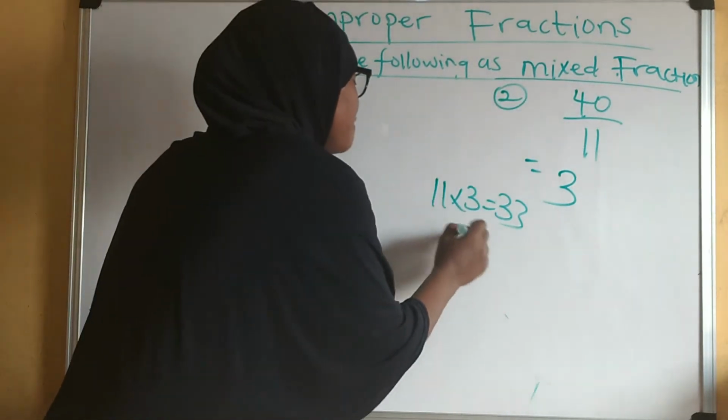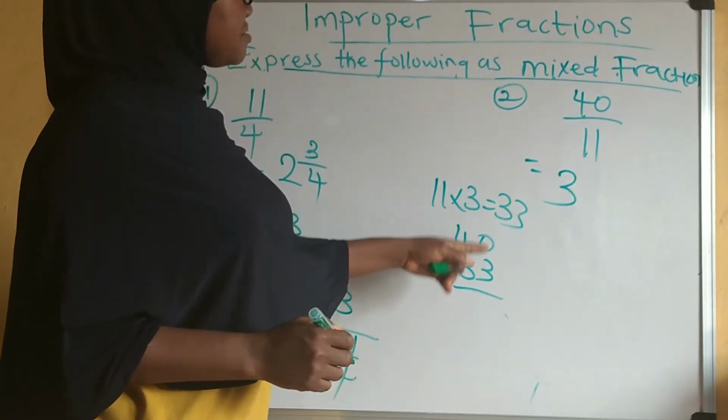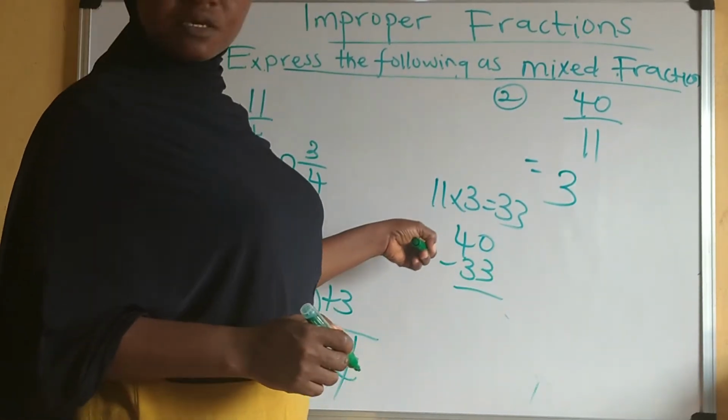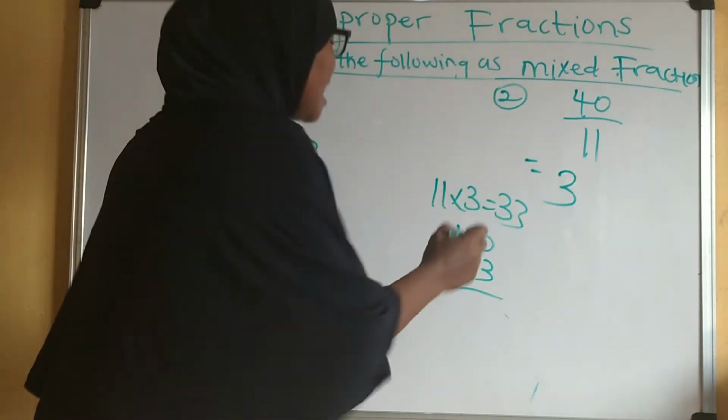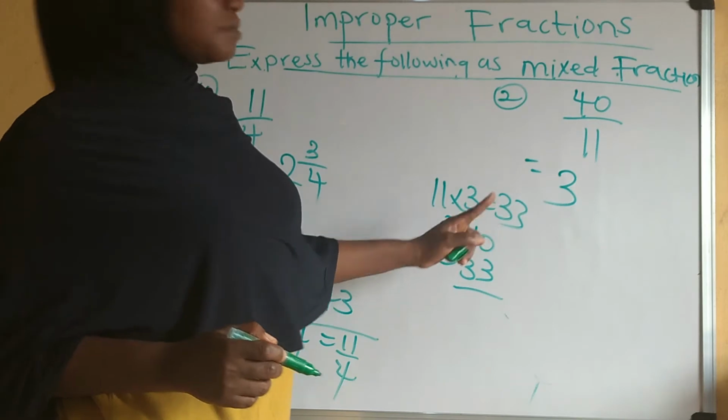Now, 0 take away 3, it's not possible. You want to borrow 1 from here to move it to that side. And this becomes 10, this becomes 3. Now, 10 minus 3 is what? 7. 3 minus 3 is what? Just 0. So what do I have left?